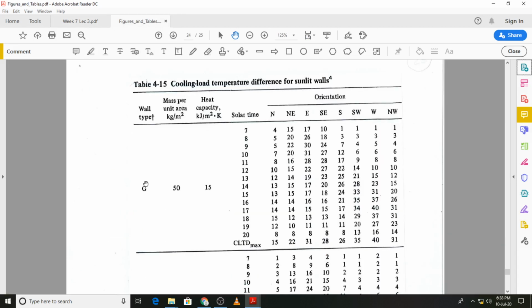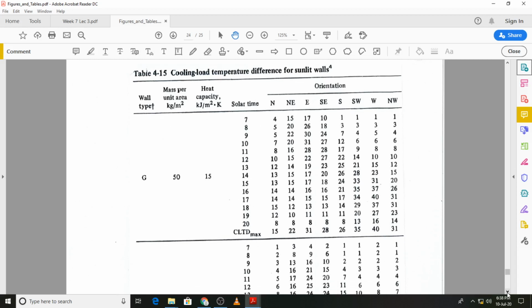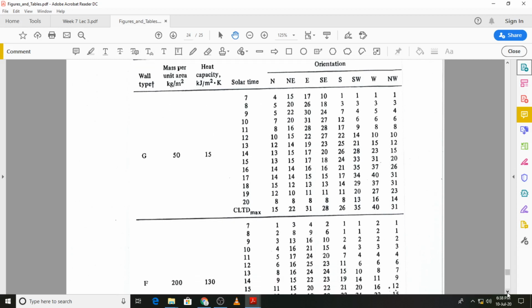So you can see that in the first column we have the wall type, then the orientation is also given, and the other thing that we need is the solar time. The first set of data is for wall type G. We have wall type F, so we scroll down to the appropriate wall type, that is F over here, and that will be the set of data that we will be using. So we have wall type F. The wall is west facing, so that's the column that we will work with, and the time again is 1400 hours.